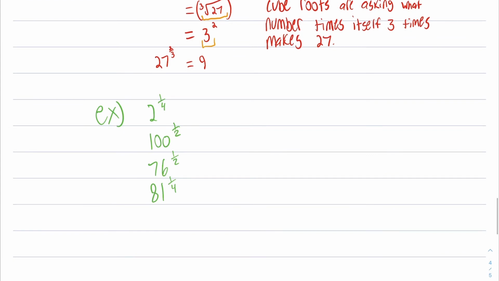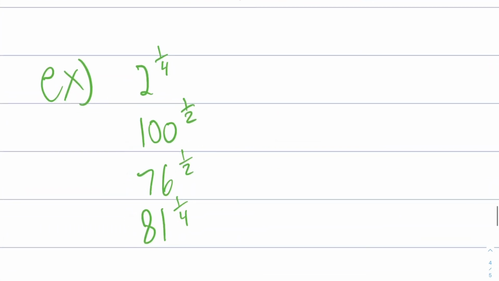Okay, here are 4 examples. 4 numbers that are raised to a fractional power. What does the top number mean? The top number is the power. What is the bottom number? The root. So the number 4 on the bottom means the 4th root of 2 to the first power.